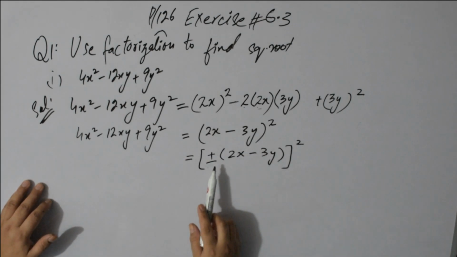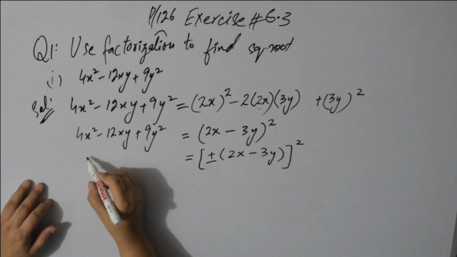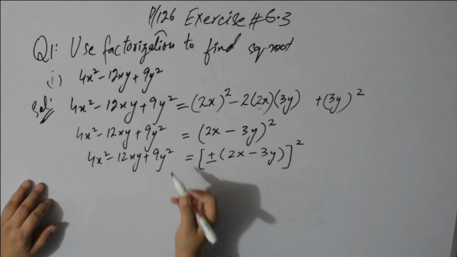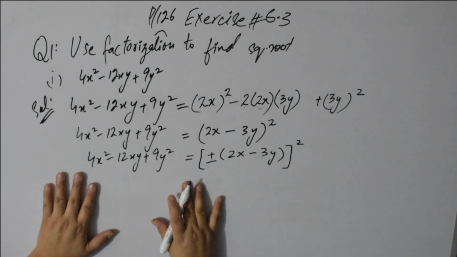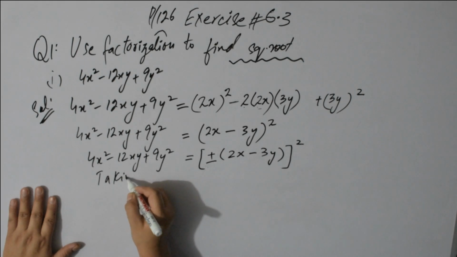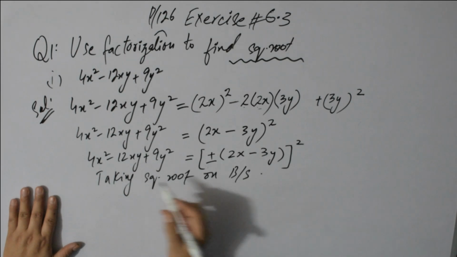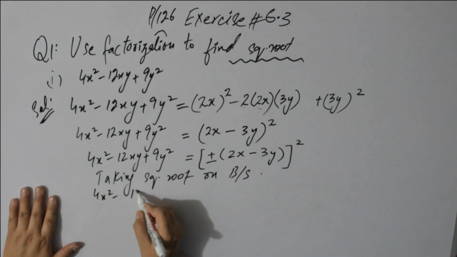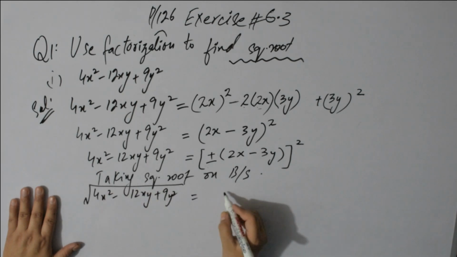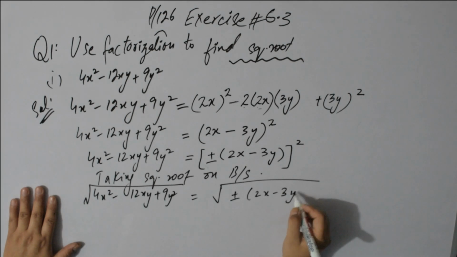That is why I wrote plus minus within this square. It becomes 4x square minus 2, it is right. Now the last step is obviously to find the square root. So you will write, taking square root on both sides, 4x square minus 12xy plus 9y square, on left hand side as well as on right hand side.